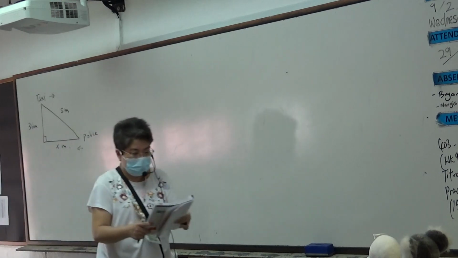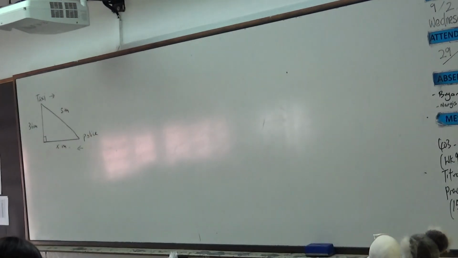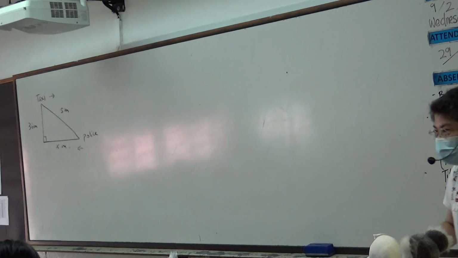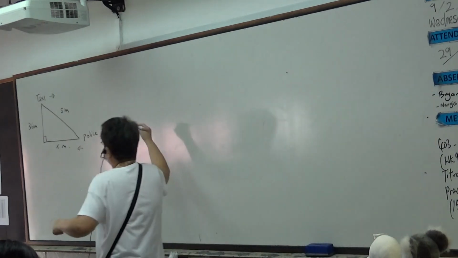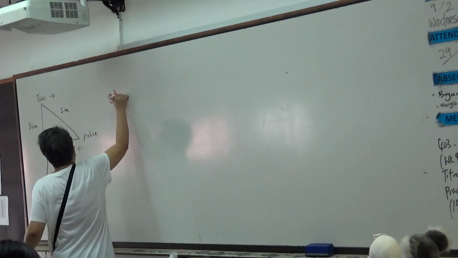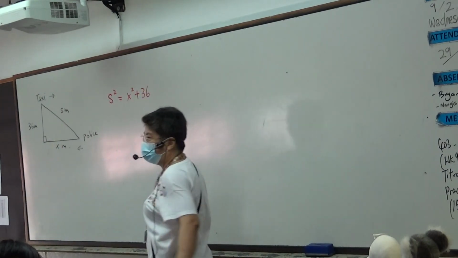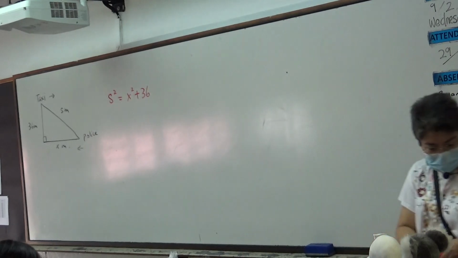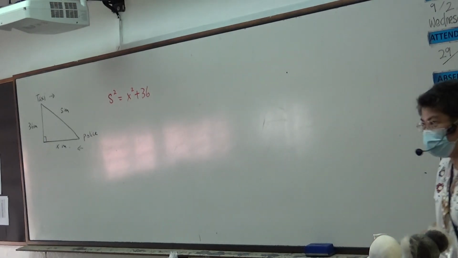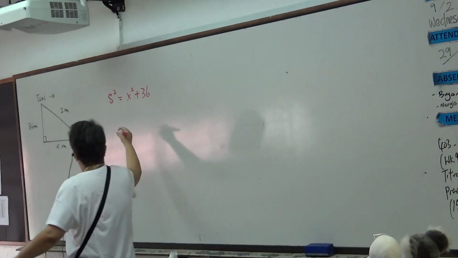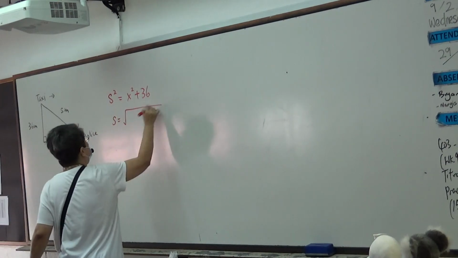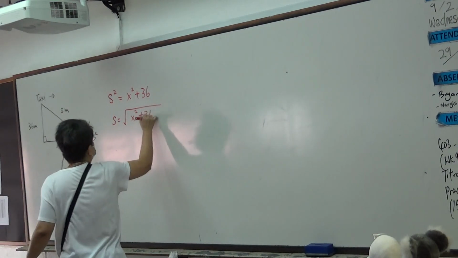Okay? Alright, now, let me use Pythagoras theorem first. Don't panic, all people look here. s squared must be x squared plus 36, right? By Pythagoras theorem. Are you okay? Now, so s is what? Square root of x squared plus 36.